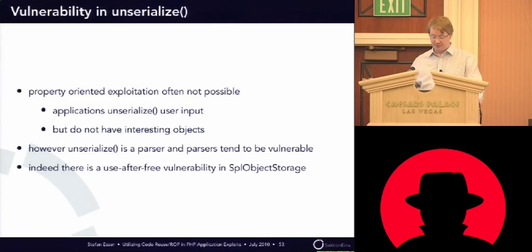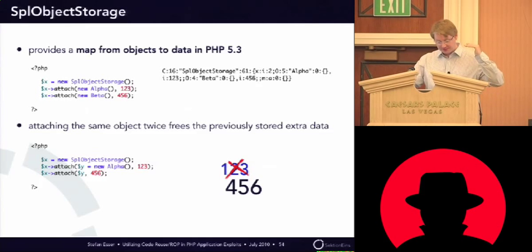And what I show you is a use-after-free vulnerability in the SPL object storage class of PHP. And this was actually a 0-day until about 1 month ago, and 1 week ago it was fixed. So it will not work on the new PHP versions, but no one is using the latest PHP version anyway. So the idea of the bug is that SPL object storage is an object map.